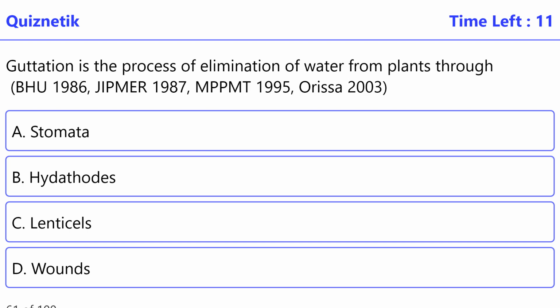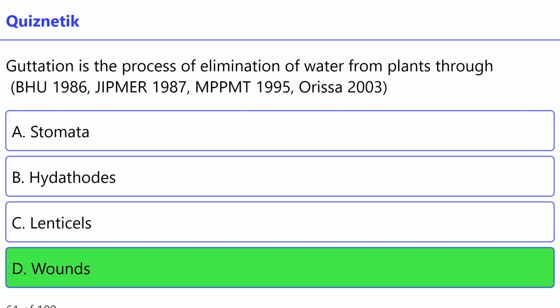Transpiration is the process of elimination of water from plants through BU 1986, Chipman 1987, MPPMT 1995, ERISA 2003. The correct option is D, wounds.